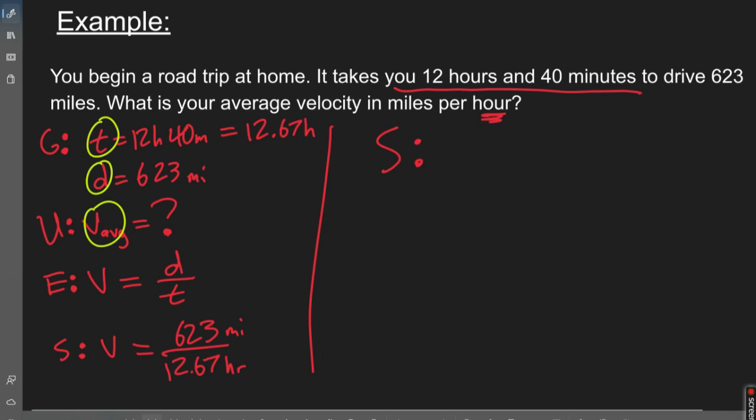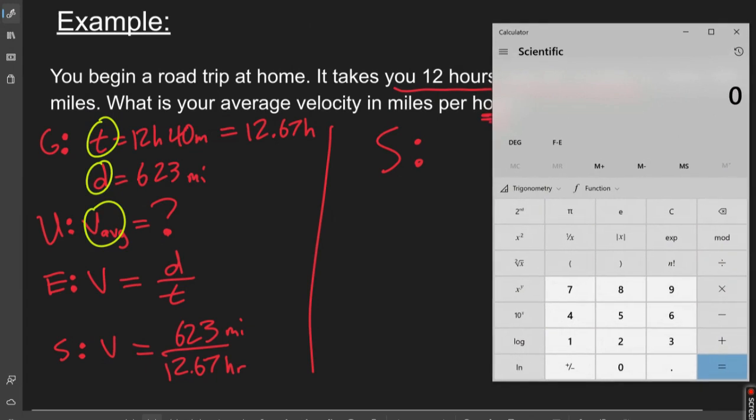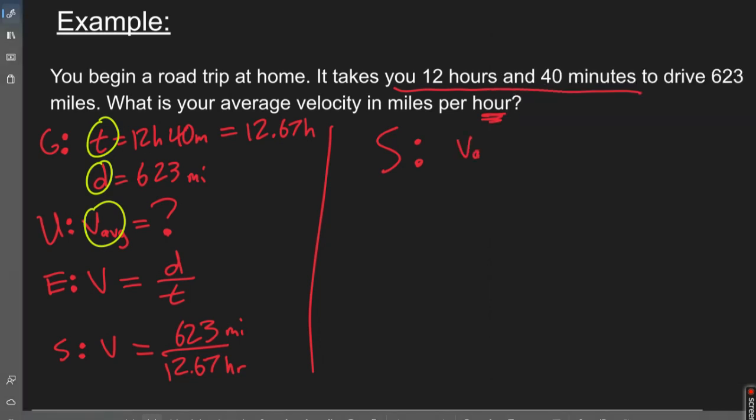That's our last S. So if we come over to the calculator here, I'll just clear it all out. We just plug these numbers in. So 623 miles divided by 12.67 hours, 49.171, all those numbers. So how many sig figs do we like? 3. So 49.2. All right, so V average equals 49.2, and this was in units of miles per hour. Notice that's not a slashy fraction. Remember, no slashy fractions. All right, 49.2 miles per hour.